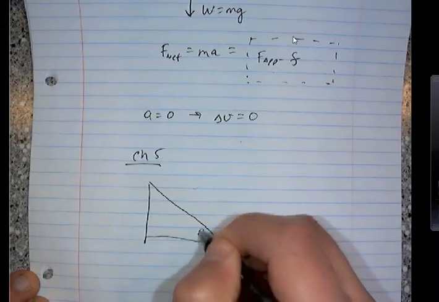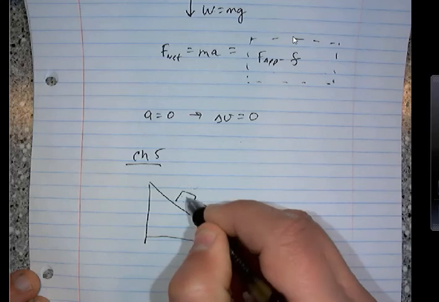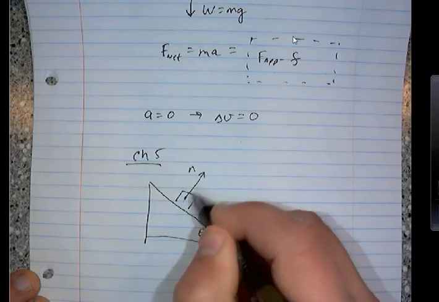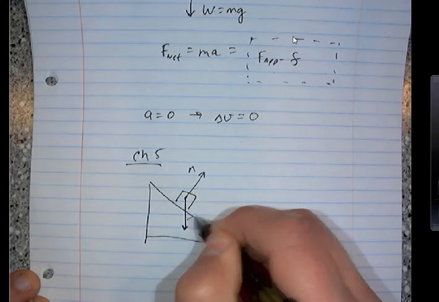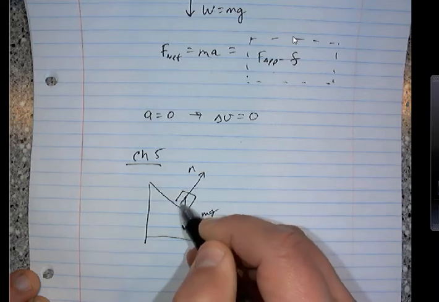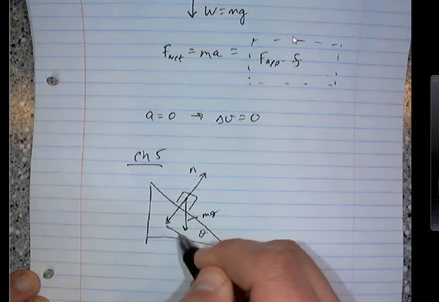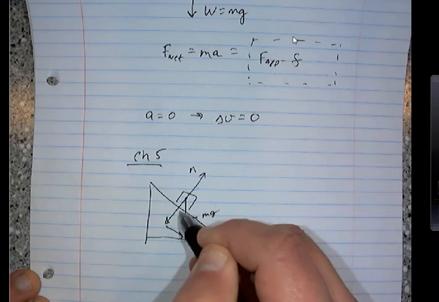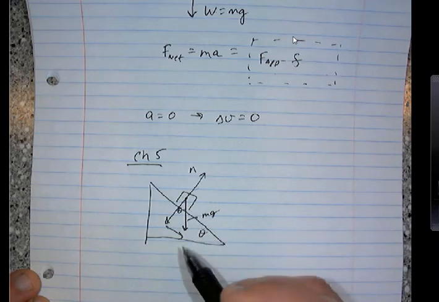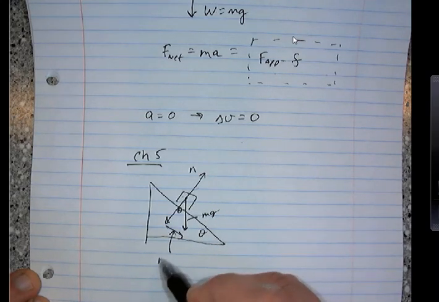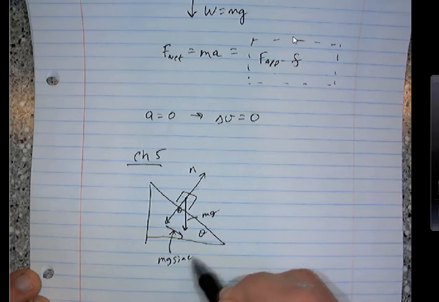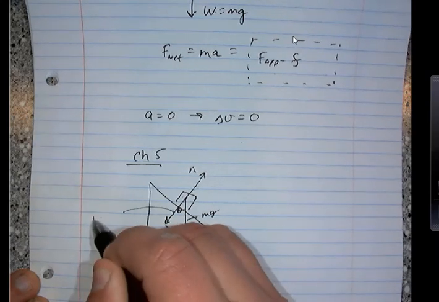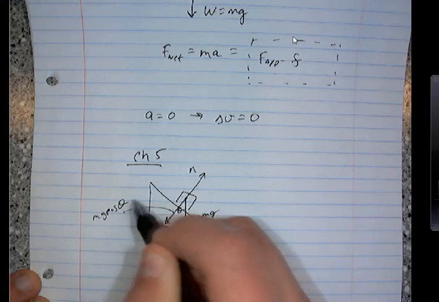So if this is theta, this is some kind of object here. We saw that this is the normal force. This is mg, and you can break mg into its components. And we saw if this is theta, this is back to being theta. The part down the incline turns out to be mg sine theta. And then this part here is mg cosine theta.